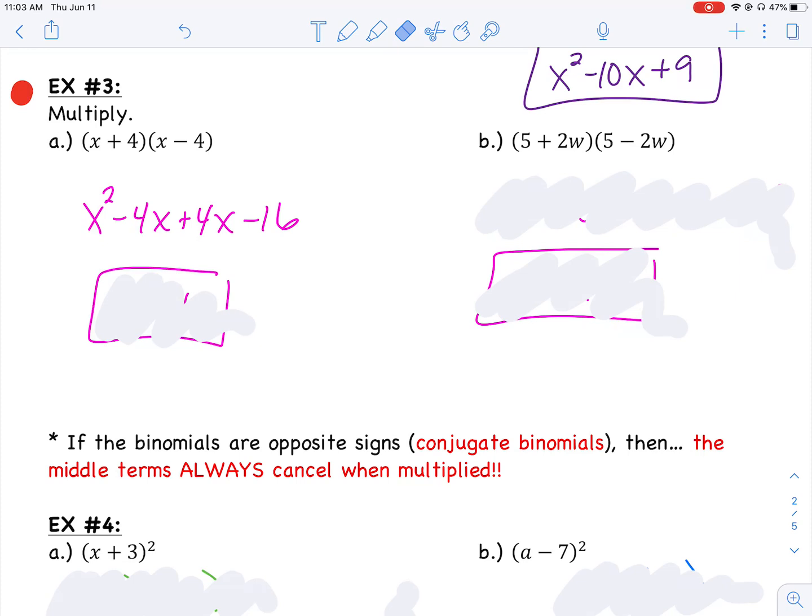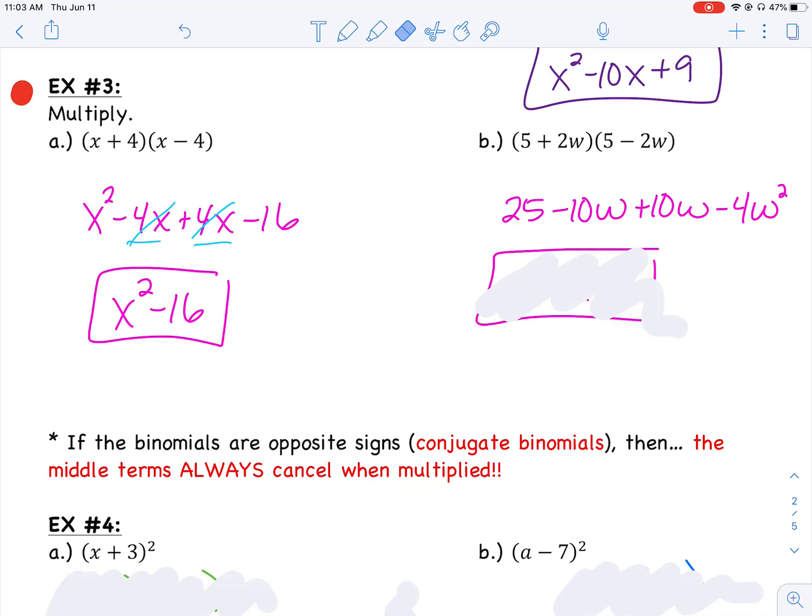So look what happens when I go to combine my like terms. If I have a negative 4x and a positive 4x, don't they zero out? They cancel out, and so really I just end up with an x squared minus 16. Look what happens in B. When I FOIL or box or distribute, I end up getting 25 minus 10w plus 10w minus 4w squared. And again, look what happens with my like terms. Don't they cancel each other out, zero each other out? And so then I ended up with a 25 minus 4w squared.